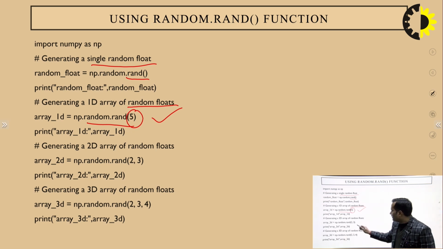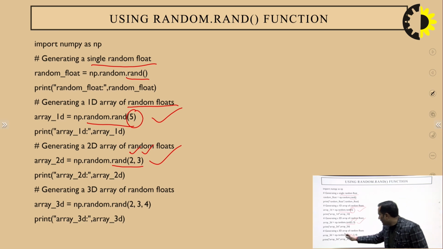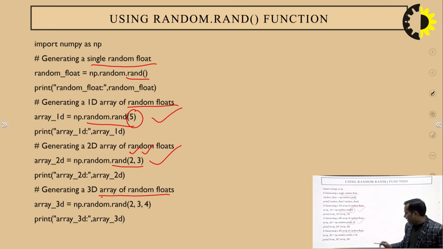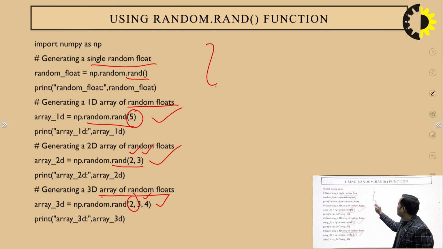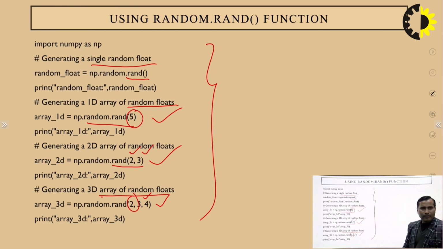And if we provide, take an example, see this line. We have provided two parameters here. The first one is 2 and the other is 3. So it will create a 2D array of random floats. And if we want to create a 3D array of random values, we provide 3 parameters here. The first one is the number of 2-dimensional arrays, then the number of rows, and the number of columns. So by this, we can create an array of random values that range from 0 to 1.